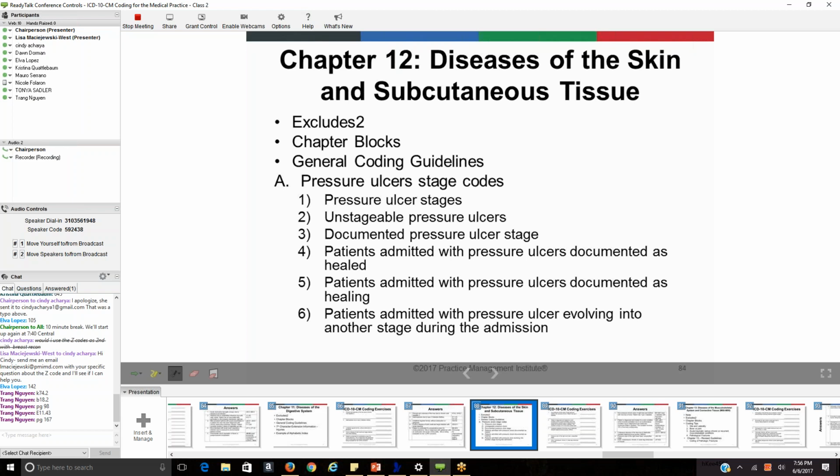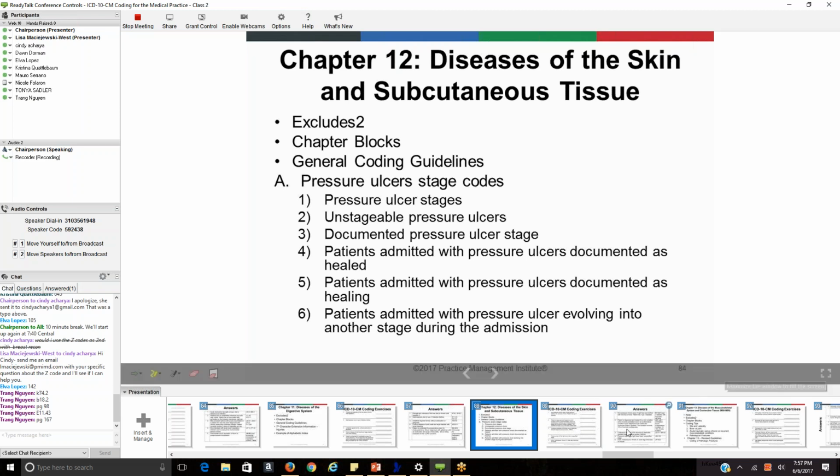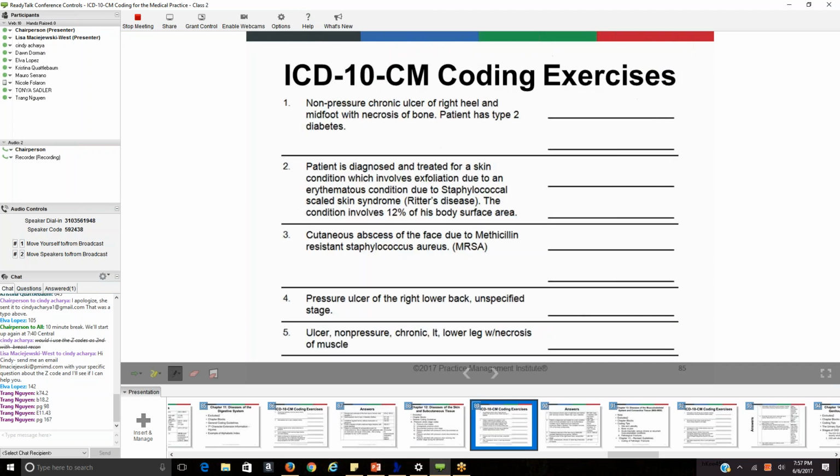And for patients admitted with pressure ulcers evolving into another stage during the admission, you would use 2 separate codes: one for the site and stage of the ulcer on admission, and a second code for the same ulcer and site at the highest stage reported during the stay. Other than that, there are no other chapter-specific coding rules. You would just use the general coding guidelines to guide you. So let's go ahead and do our exercises from chapter 12.